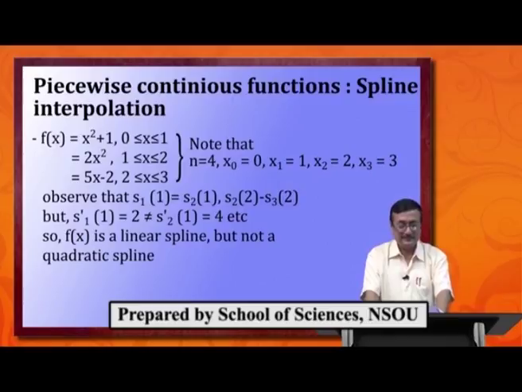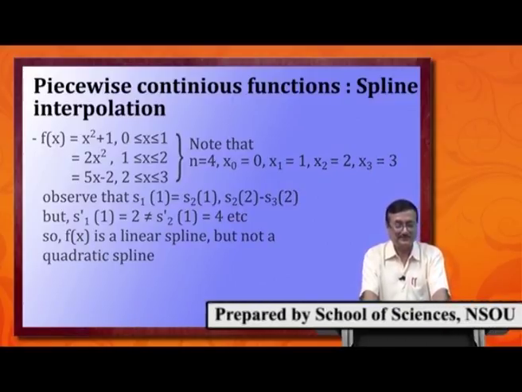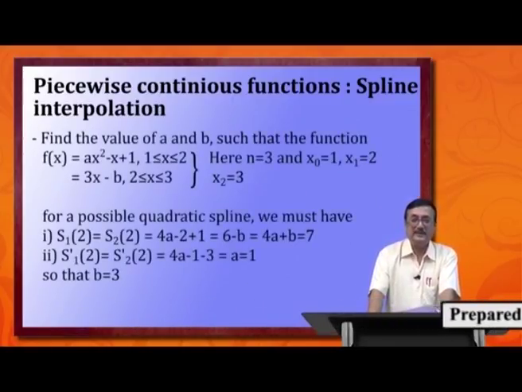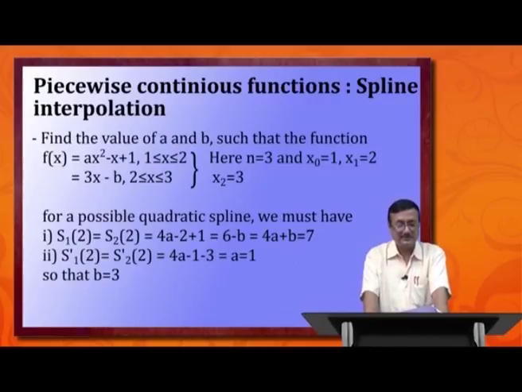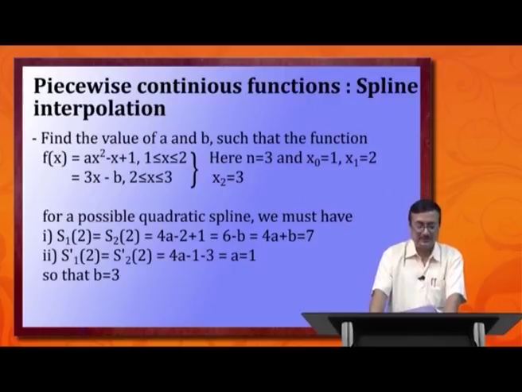Let us consider a similar problem like this. Find the value of a and b such that the function f(x) defined as ax square minus x plus 1 in the region 1 to 2, and is equal to 3x minus b in the region 2 to 3, is a spline. Here n is equal to 3 and the nodal points are x0 is equal to 1, x1 is equal to 2 and x2 is equal to 3.